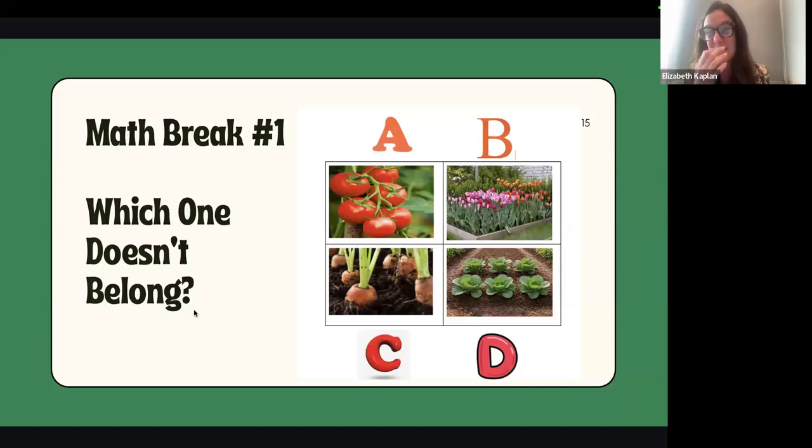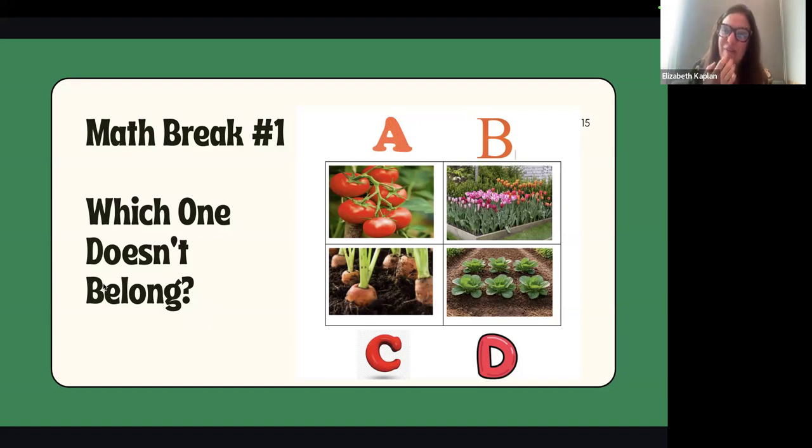So this is a way to integrate math into your which one doesn't belong routine. We had A, C, and D are all multiples of six, but B has more than six. That might be highlighted, and we might use that as a launch pad to go into some talk about multiplication. Carrots also grow mostly underground. Yeah, that's great. So nice job.